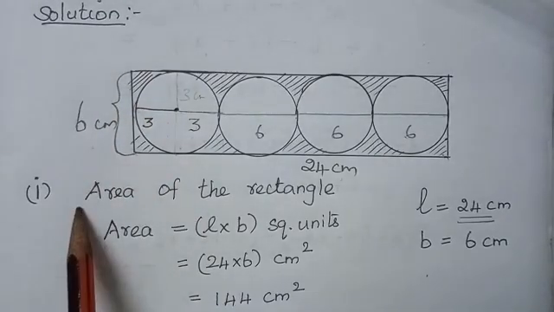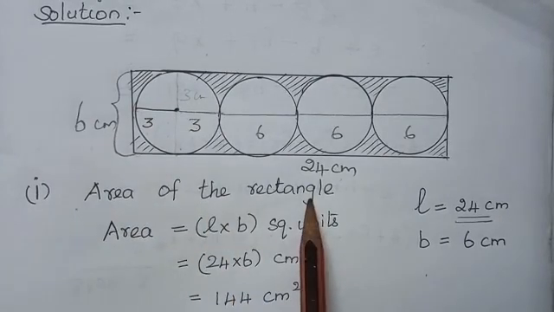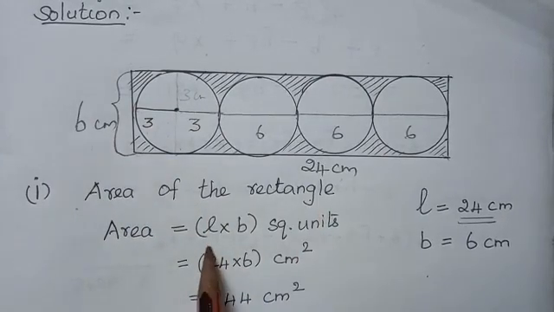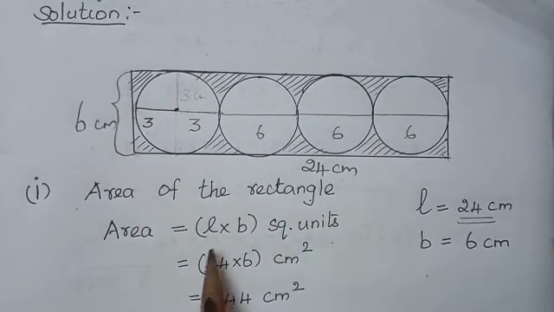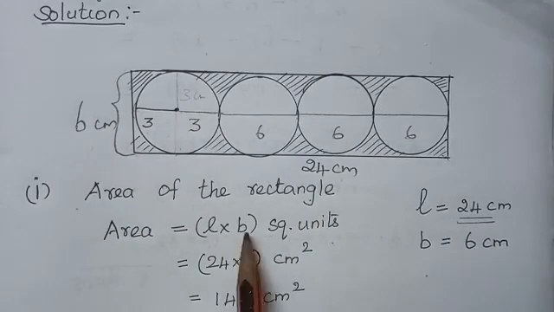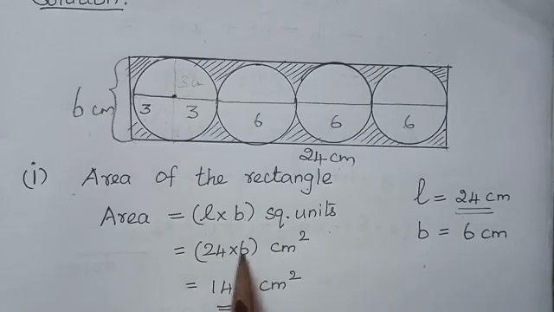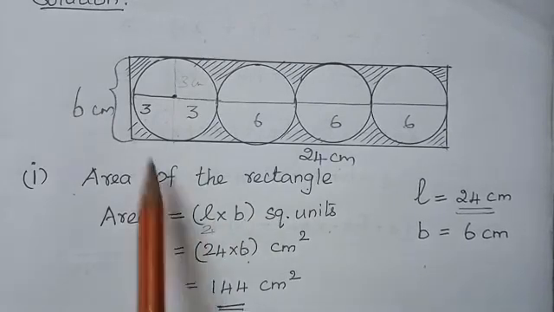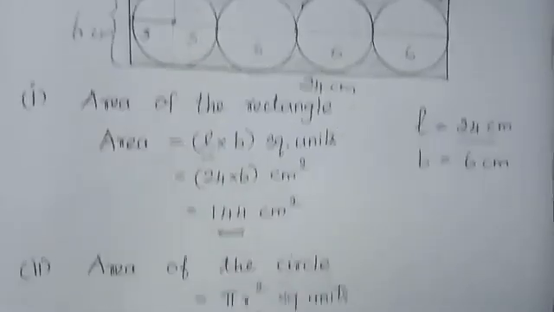Then what is the first question? Area of the rectangle. This we are going to find out using the formula L into B square units. L equal to 24, B equal to 6. Multiply these two numbers. 6 4s are 24. Then 6 2s are 12. 12 plus 2, 14. So, area of this rectangle is how much? 144 centimeter square.